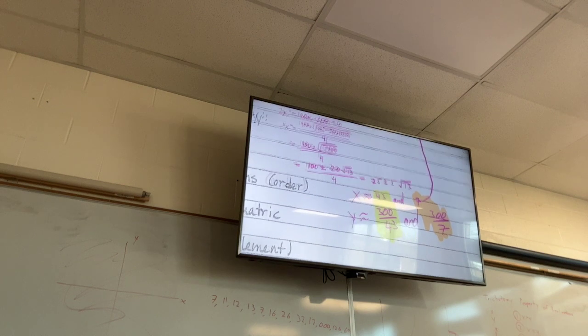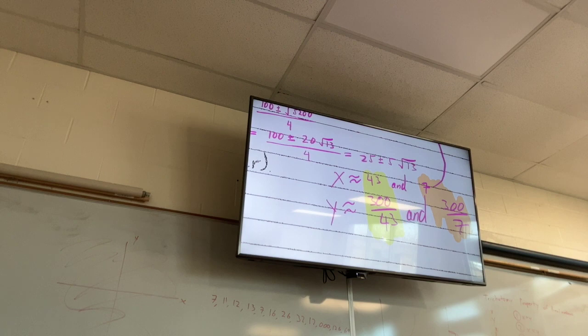Zoom in. So your two solutions in ordered pairs would be 43, 300 over 43, and 7, 300 over 7. Just indicate somehow that these are two pairs that go together.